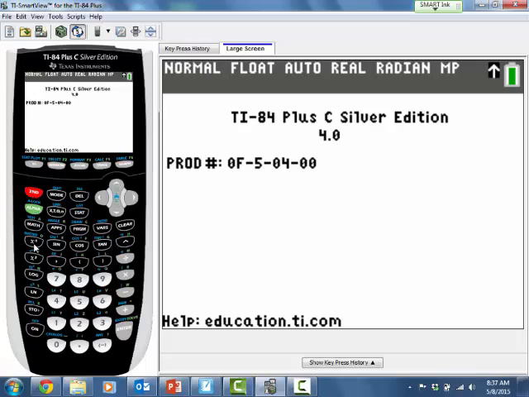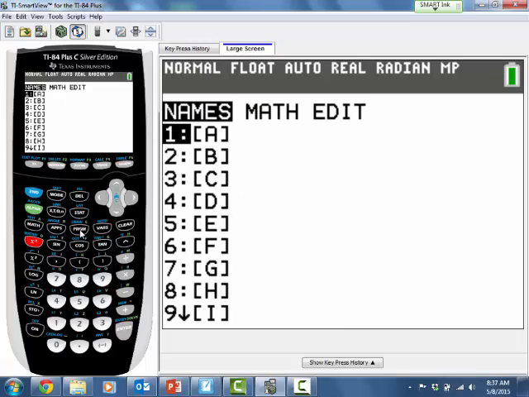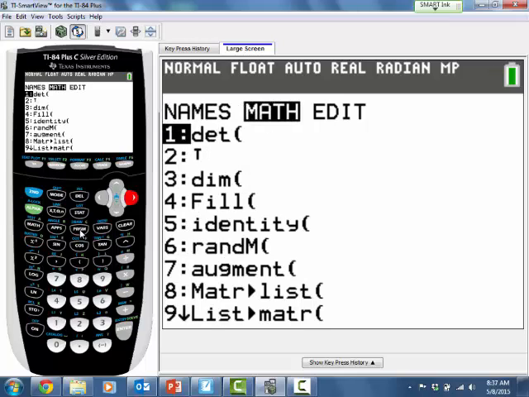So in our calculator, we would go and use the row reduced echelon form, and then we would put our matrix in, and then we'll be able to find the a value, the b value, and the c value.